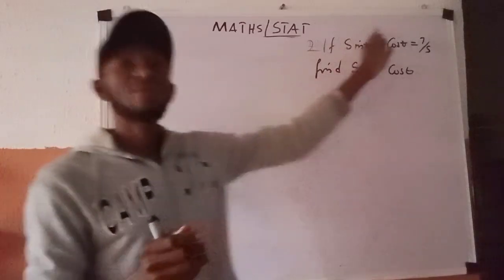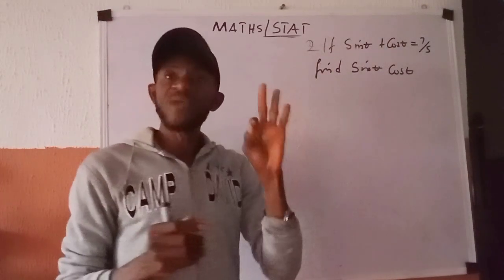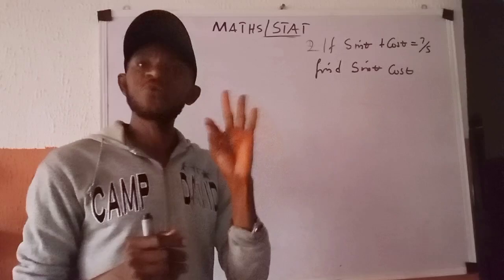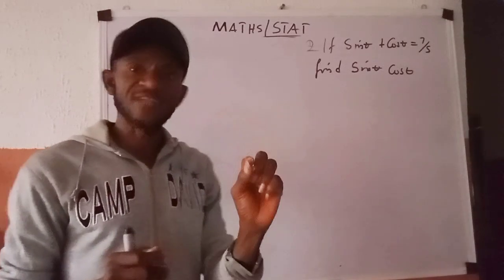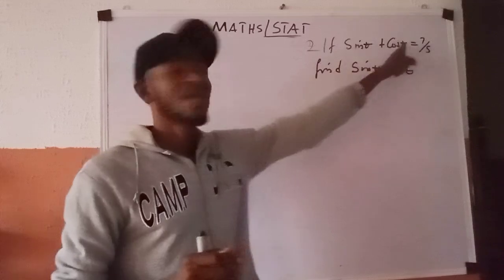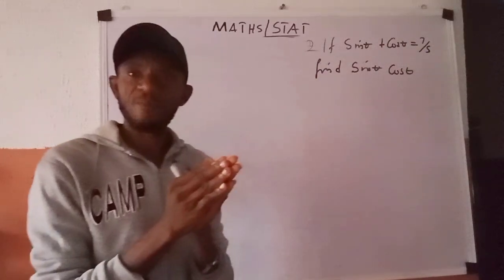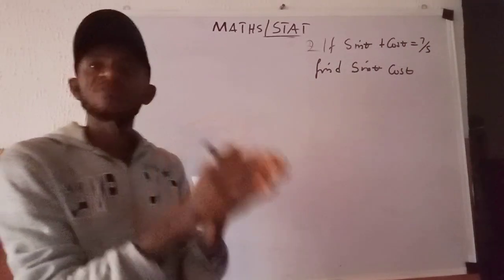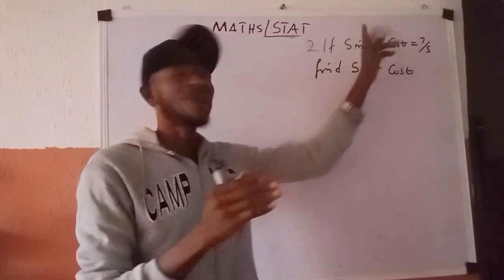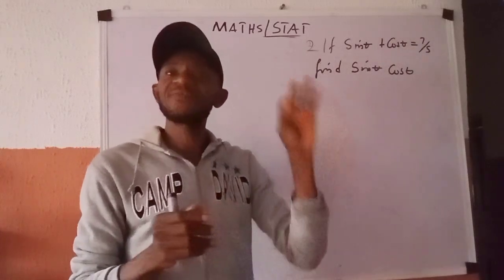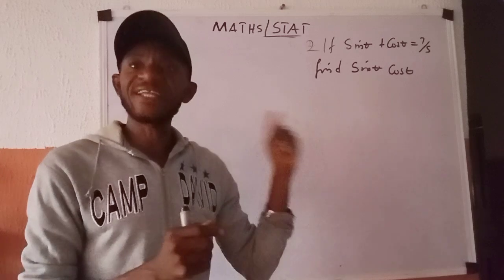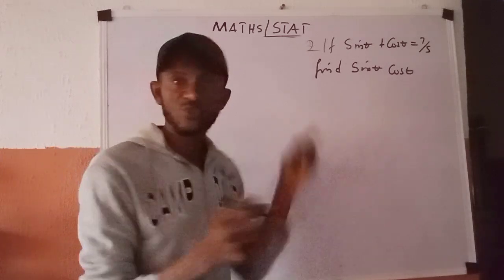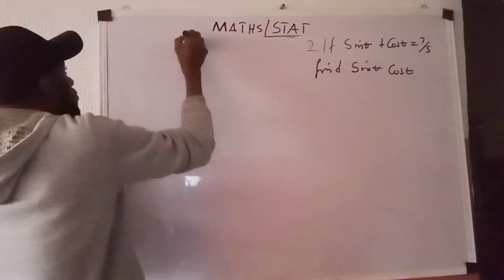When we have a problem like this, the first thing we are going to do is to look for an identity that connects sine theta and cos theta together. And the identity that connects sine theta and cos theta together is the first Pythagorean identity. And that identity says, and I write. So by way of solution, I have solution.